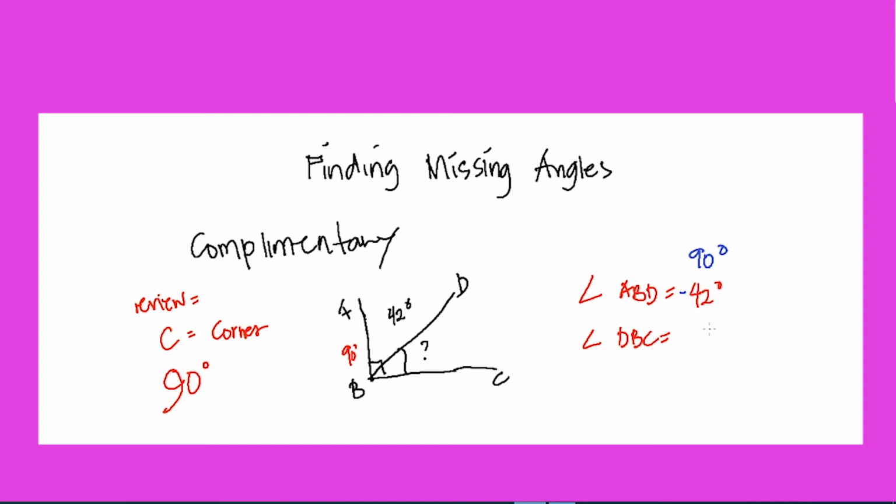So, since it is a complementary angle, the sum adds up to 90 degrees, we only need to subtract the given value of angle A, B, D, which is 42 degrees, from 90 degrees. 90 degrees minus 42 degrees equals 48 degrees, so the value of angle D, B, C is 48 degrees.